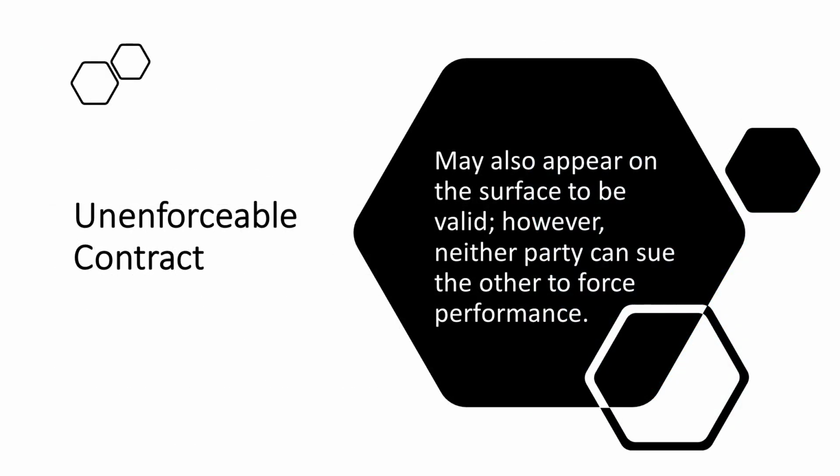An unenforceable contract may also appear on the surface to be valid. However, neither party can sue the other to force performance. For example, an oral purchase agreement for the sale of a parcel of real estate would be unenforceable. The defaulting party could not be taken to court and forced to perform. However, if both parties comply with the terms of the agreement, go to close, and exchange the ownership for consideration, we have a transfer of ownership, and now the contract is completed.